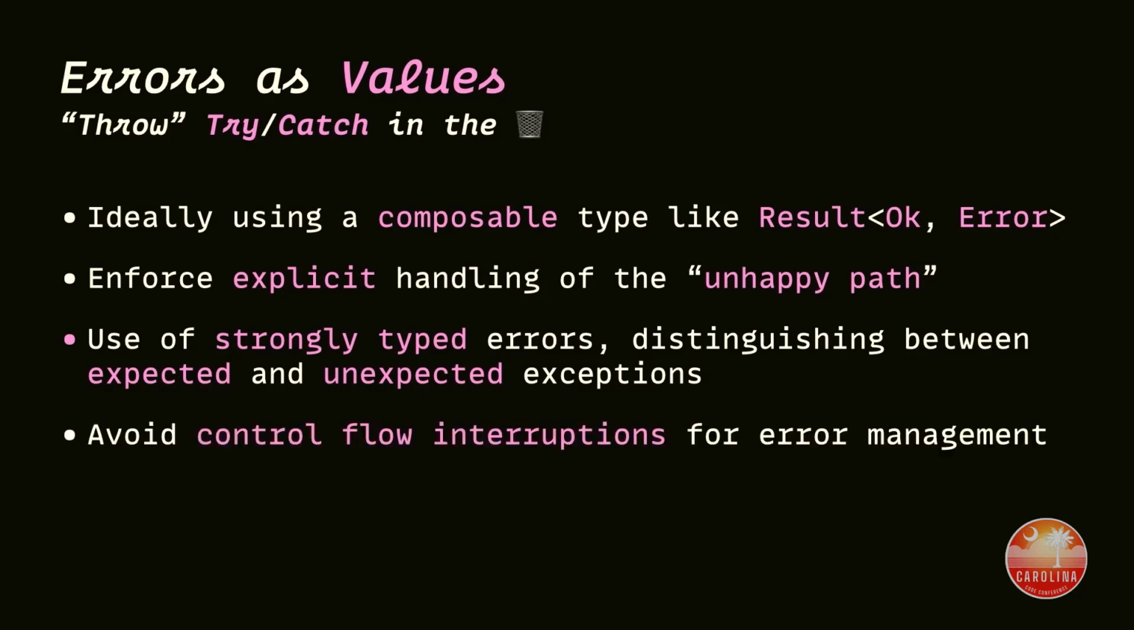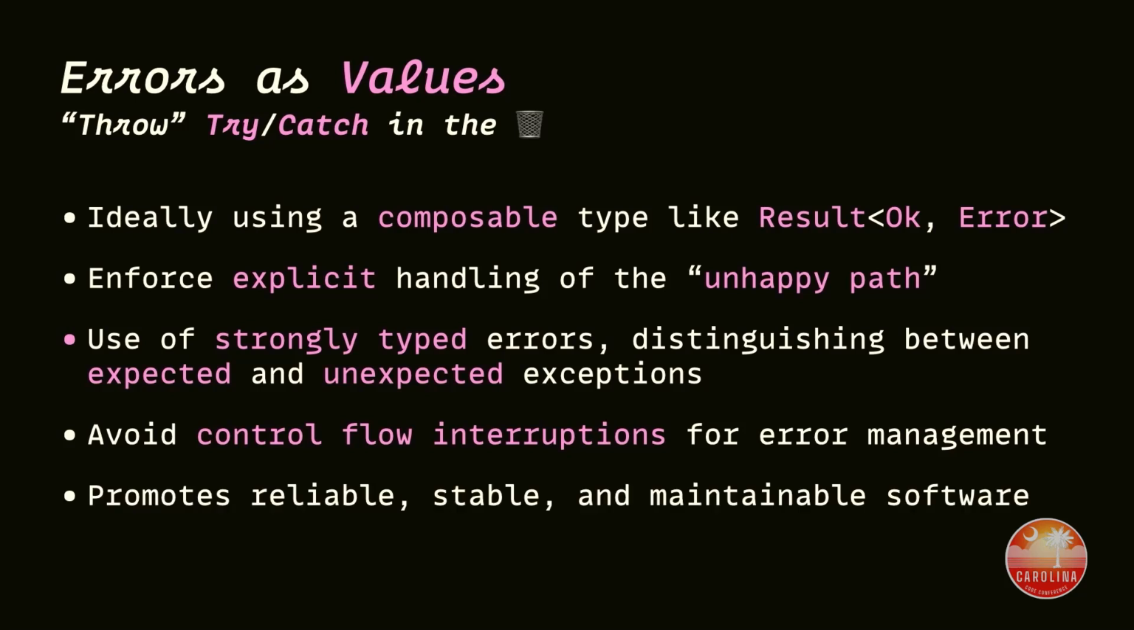I want to avoid control flow interruptions. This is what try-catch is, right? You interrupt control flow, bubble up, collect the stack, and so on and so forth. All of these together promote more reliable, stable, and maintainable software.